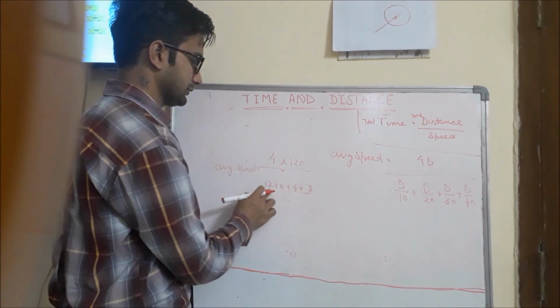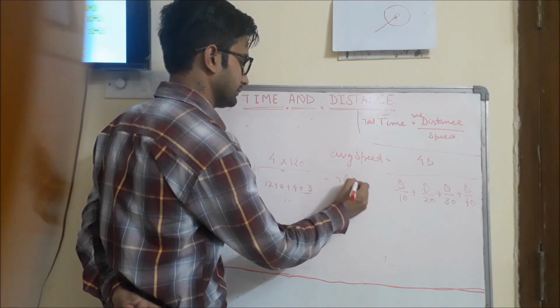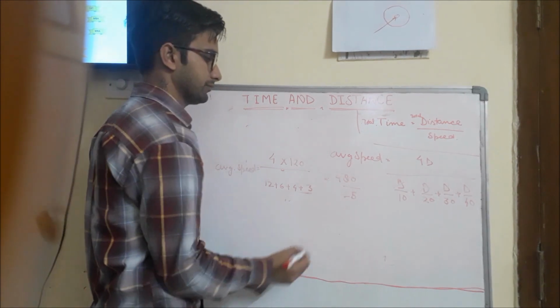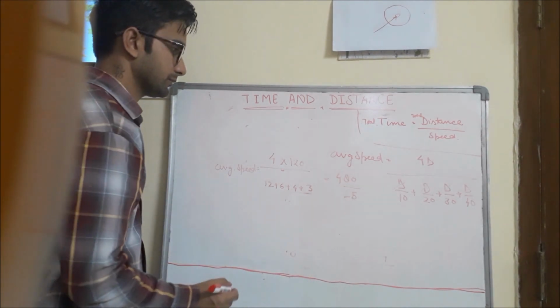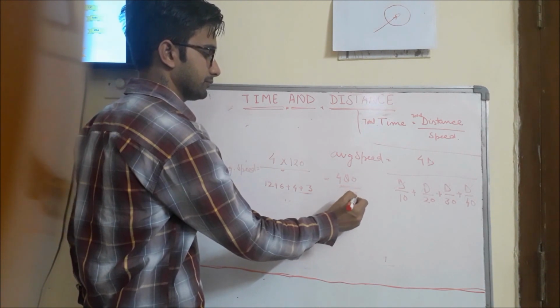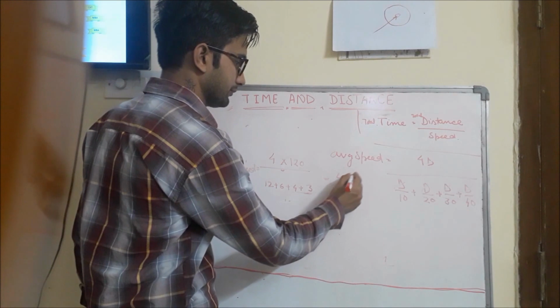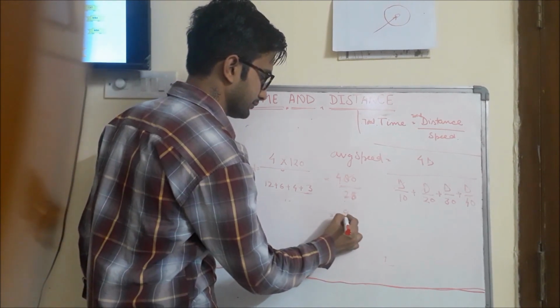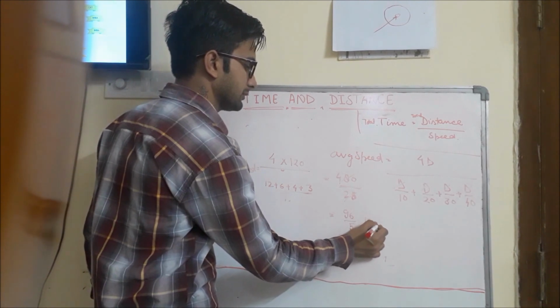So this will boil down to 480.5. So this is your average speed. You can reduce it by dividing by 5 again. So it will be 96 divided by 5 kilometer per hour.